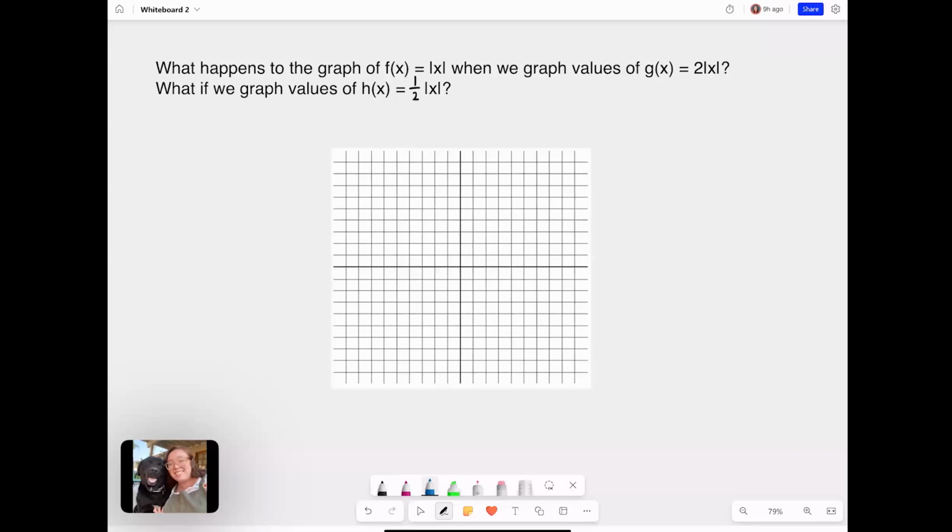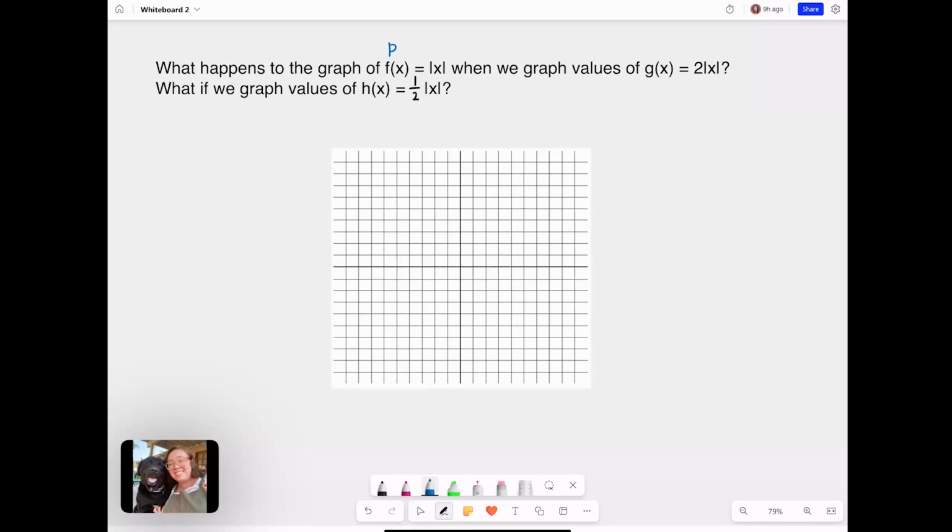Okay, so we did a question similar to this before. What happens to the graph of, in our case, f of x is the absolute value of x, when we graph g of x is equal to 2 times that absolute value, and then 1/2 times that absolute value. So what we want to consider, again, this is our parent function.